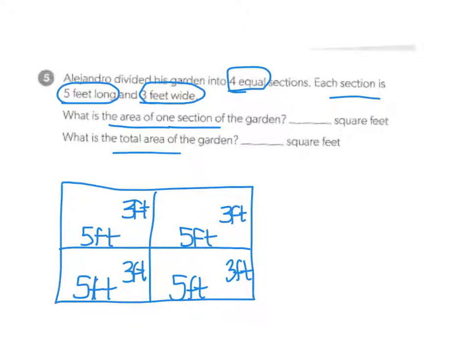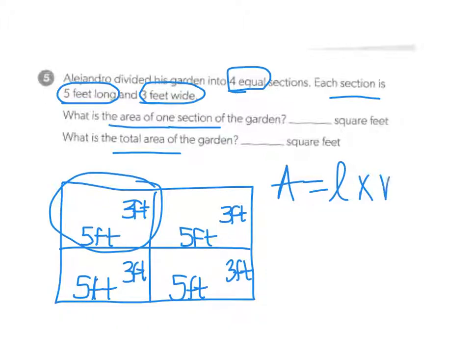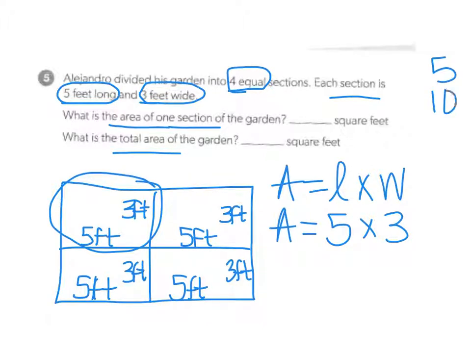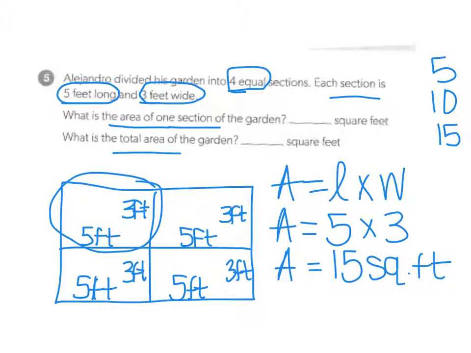What is the area of one section of the garden? So let's just look at this section. So remember, area equals length times width. So area is going to equal the length, which is 5, times the width, which is 3. So what is 5 times 3? Write your 5s down 3 times to solve. So the area is equal to 15 square feet.